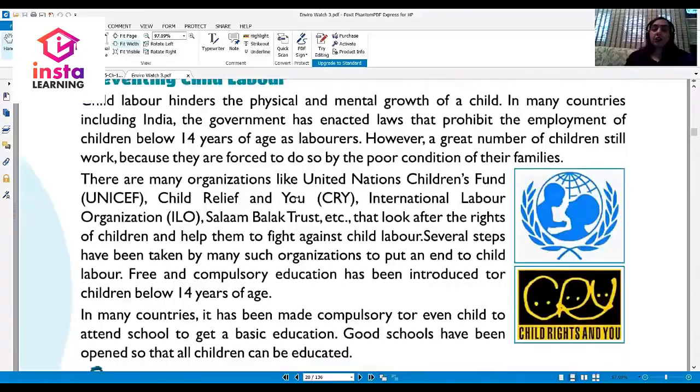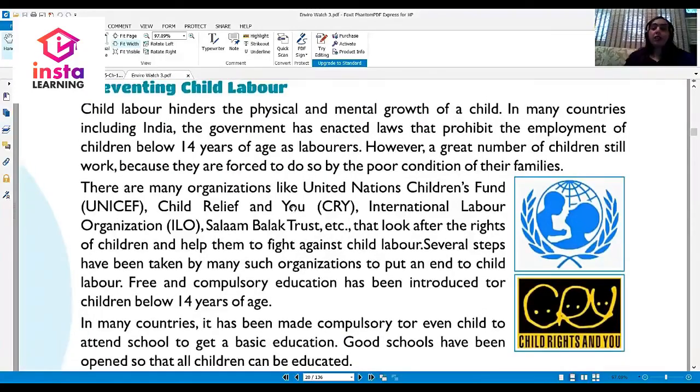These children never get to play. So their life becomes very, very difficult. What can we do for such children? The first thing that we must understand is that child labor is banned and it is illegal for anybody to hire children below 14 years as laborers.